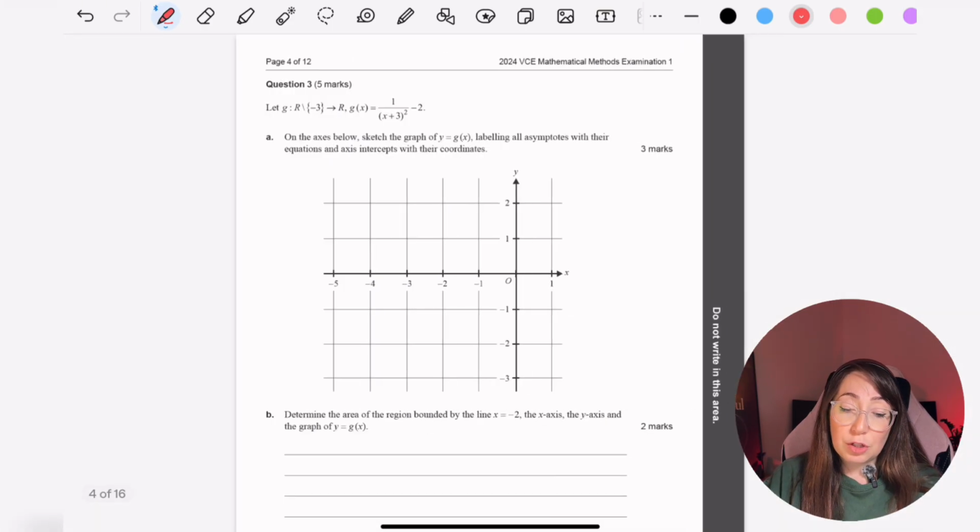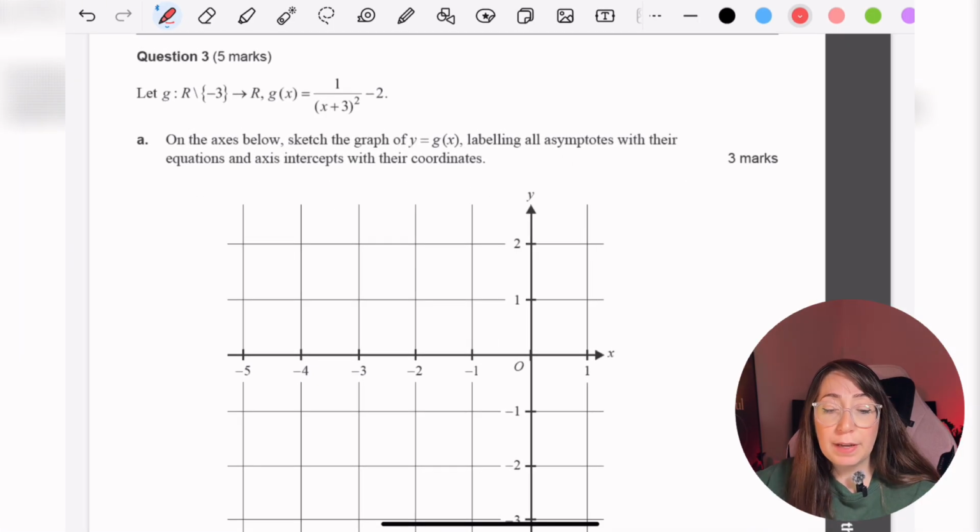Moving on now to question 3. Let g of x equal the following equation, and on the axis below sketch the graph of g of x, labeling all asymptotes with their equations and axis intercepts with their coordinates.